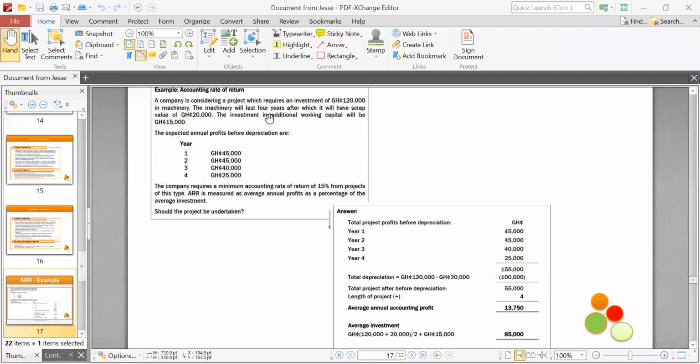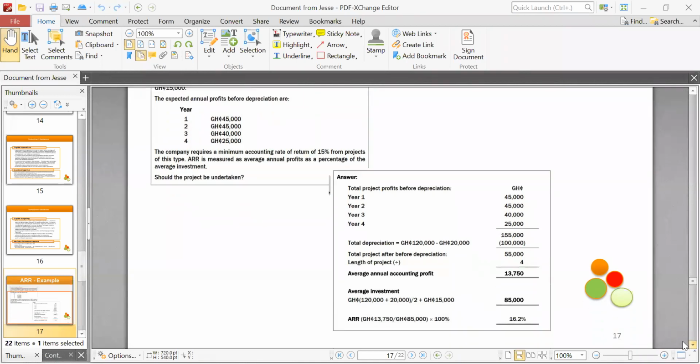Now, the other investment that we have here is the additional working capital, which is 15,000. So you need to add this 15,000 to the result you get for 120 plus 20 over 2, which is 70. Then you get 85,000. Then you divide 13,750 by 85,000 to get your accounting rate of return.